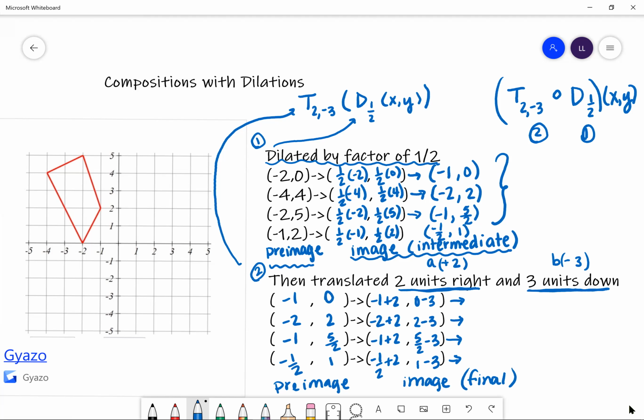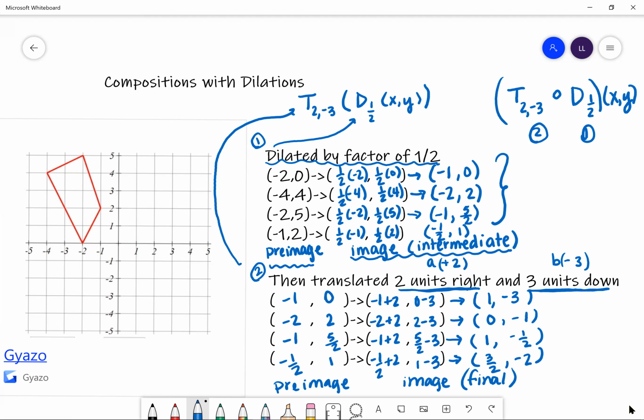So my final image points are going to be: -1 plus 2 is a +1. 0 minus 3 is -3. -2 plus 2 is 0. 2 minus 3 is -1. -1 plus 2 is 1. 5/2 minus 3 is -1/2. -1/2 plus 2 is 3/2. And 1 minus 3 is -2. All right. And so that is our final image point.